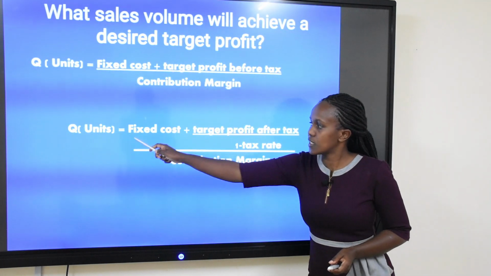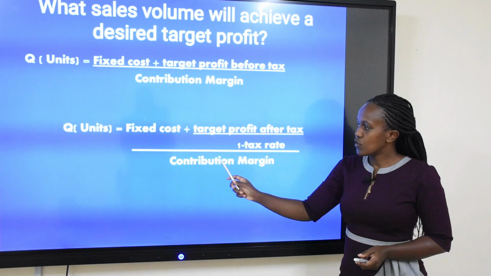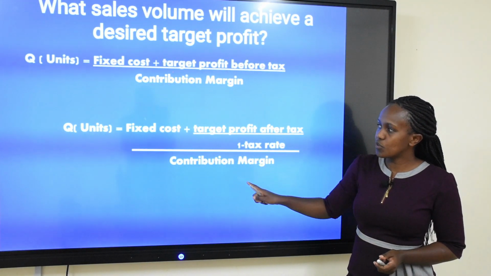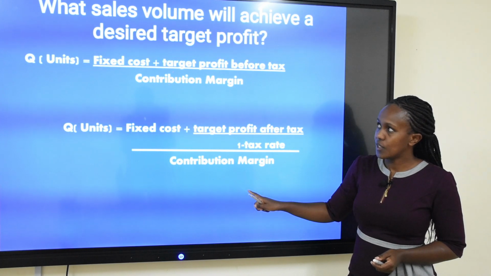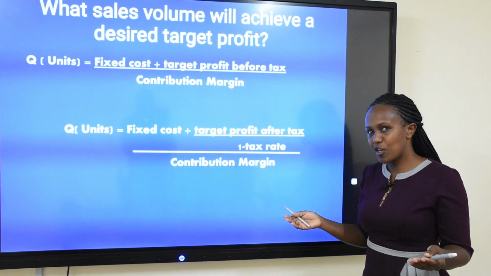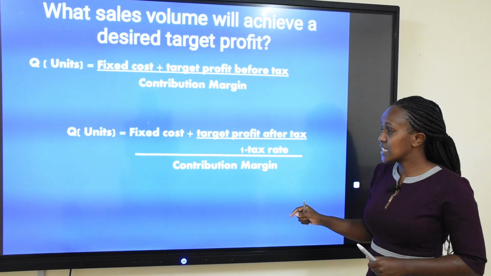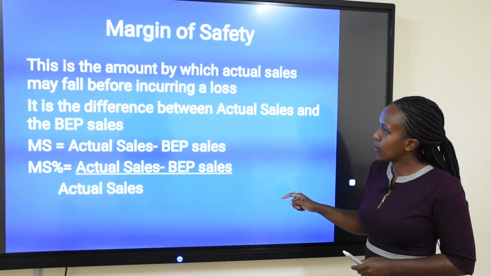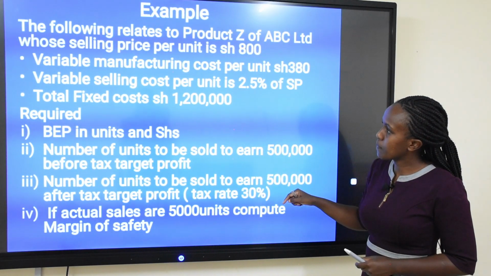Then all of it, you put another denominator on all of it, which is the contribution margin. So those are the formulas, and there is not much that can be explained in a formula. The only way to understand this is to do a question. So this brings us to our question here.